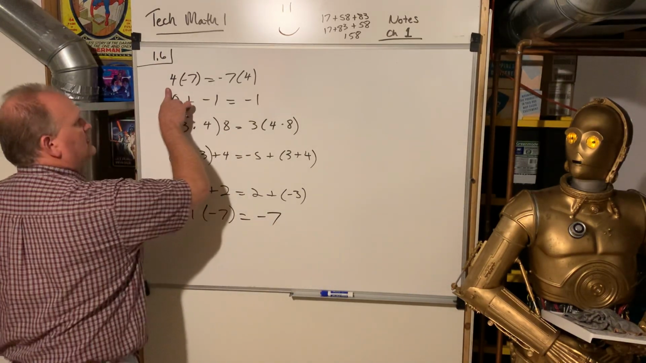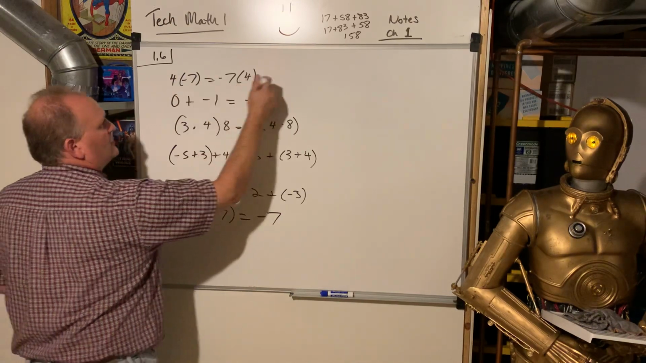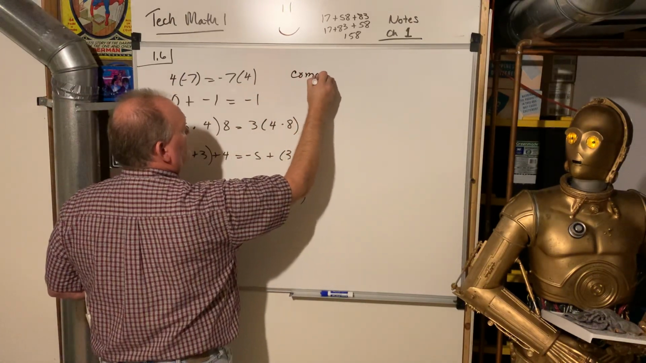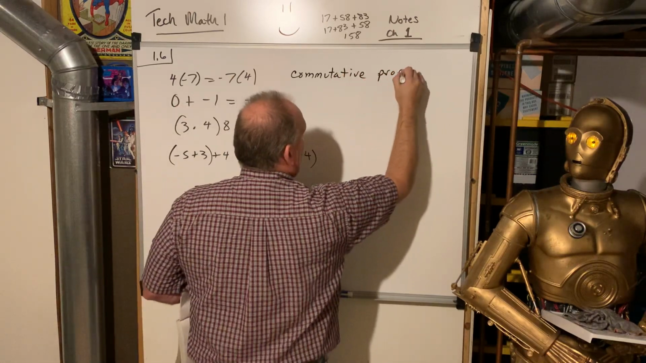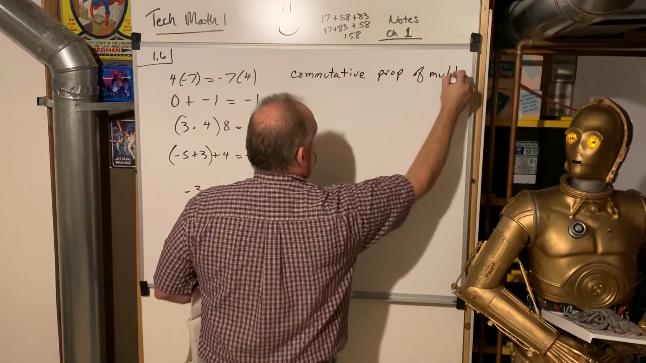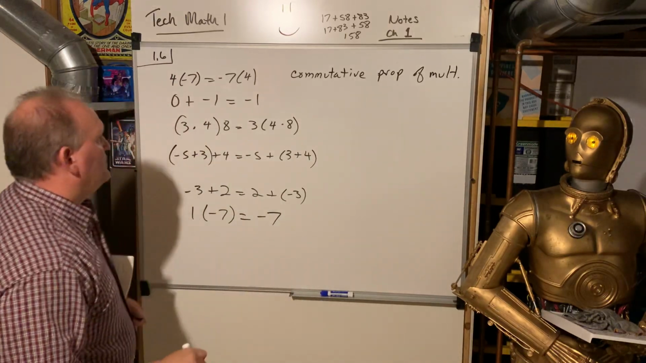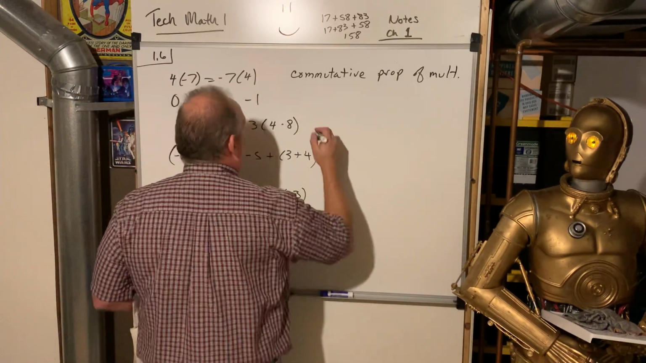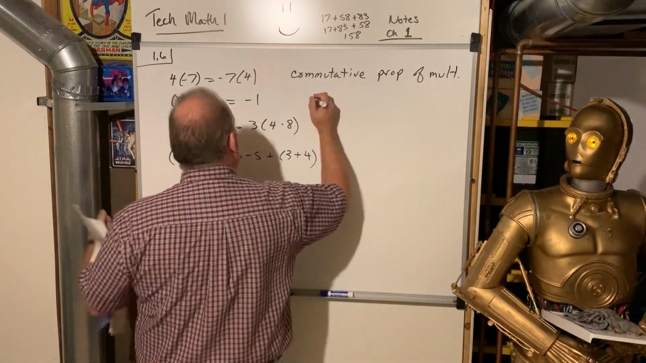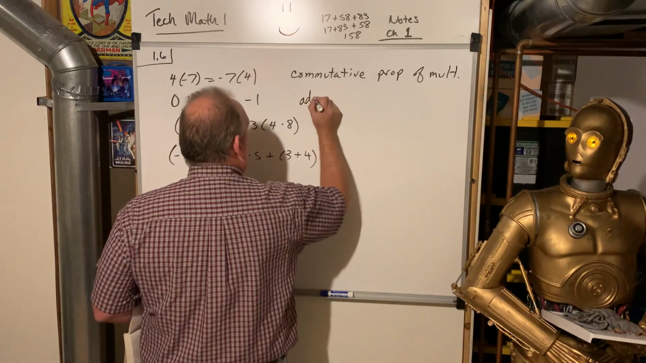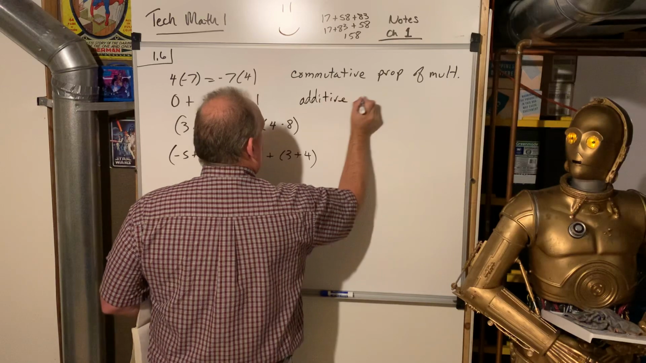So look, 4 times -7 equals -7 times 4. That's the commutative property of multiplication. Zero plus -1 is equal to -1. That's the addition identity. Additive identity. We'll call it additive ID.